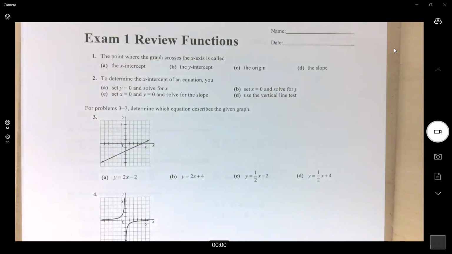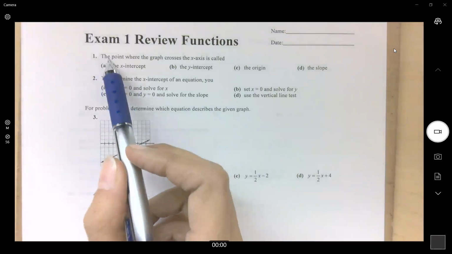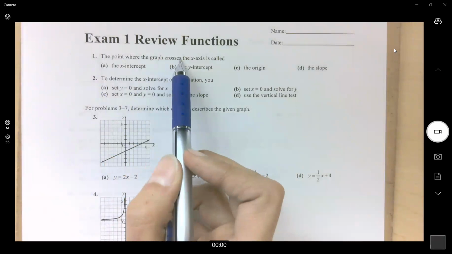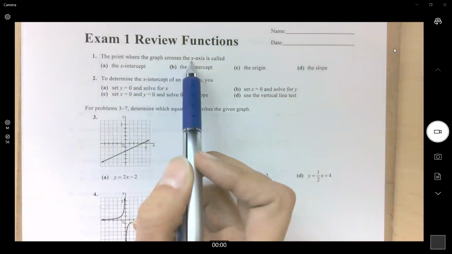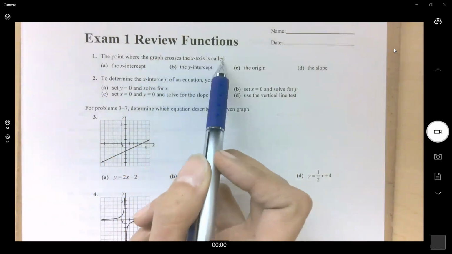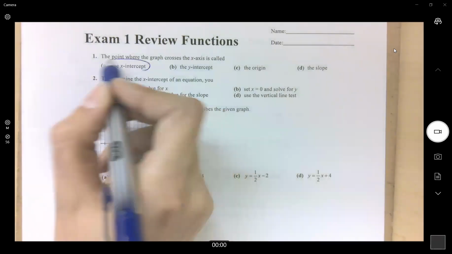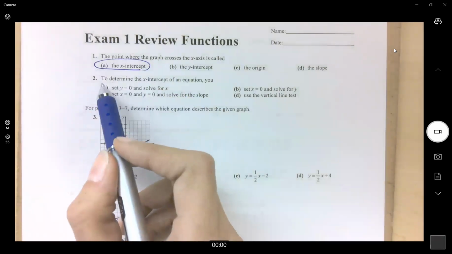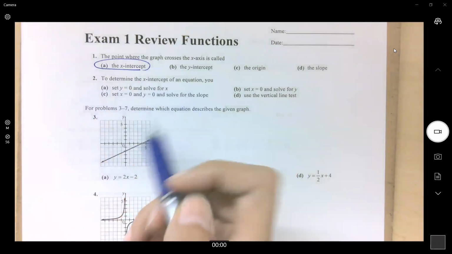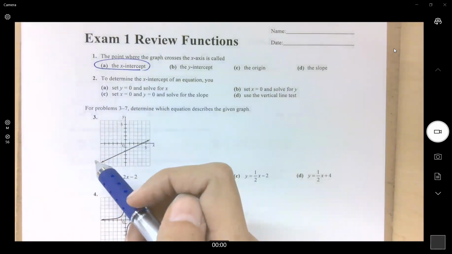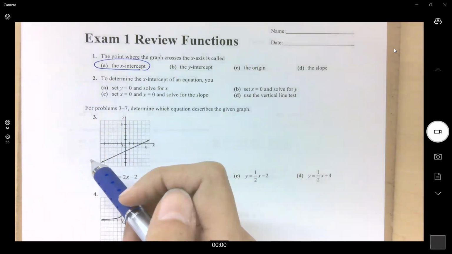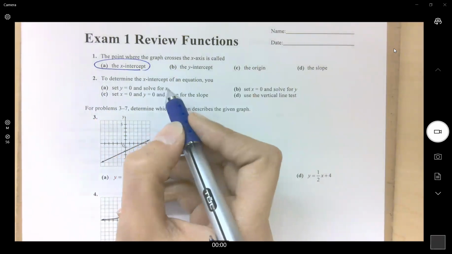Here we go. Question 1. The point where the graph crosses the x-axis is called the x-intercept, of course. To determine the x-intercept of an equation, what do we do? We set y equal to 0 and solve for x. I already know this.